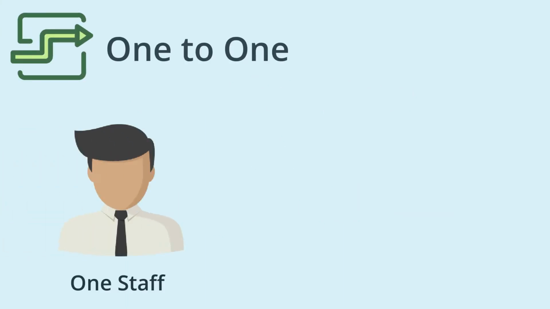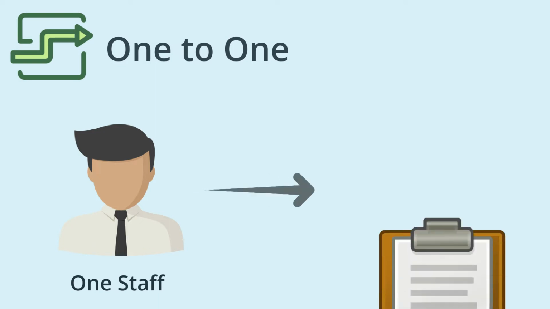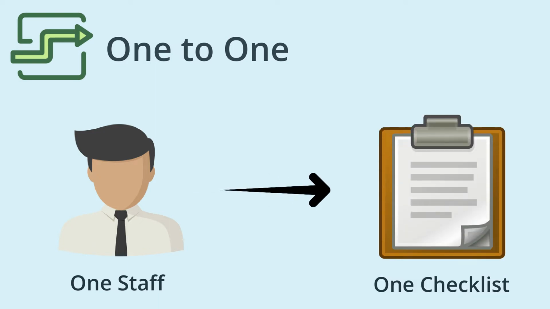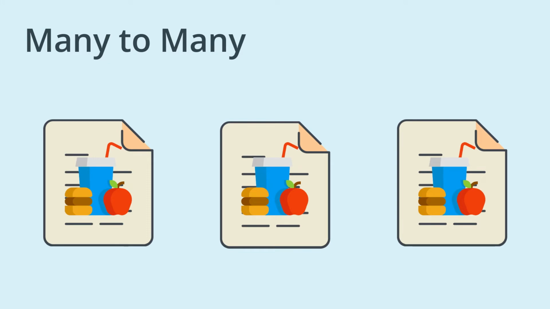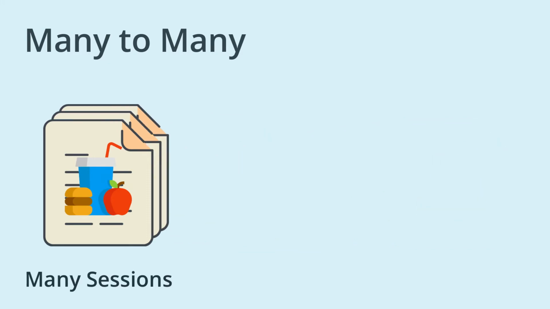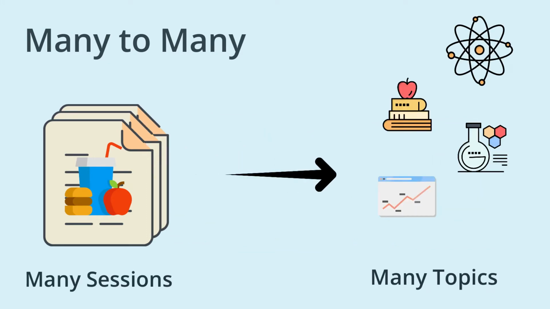An example of a one-to-one is if we were onboarding staff in the onboarding app. Each one staff member has a single onboarding checklist. An example of a many-to-many connection is categorizing our Lunch and Learn sessions in the Lunch and Learn app. Multiple sessions can be on multiple different topics.